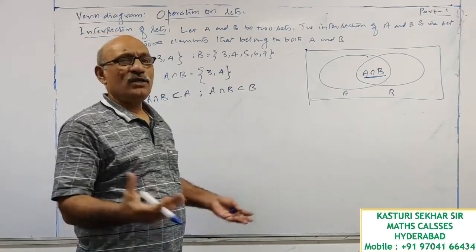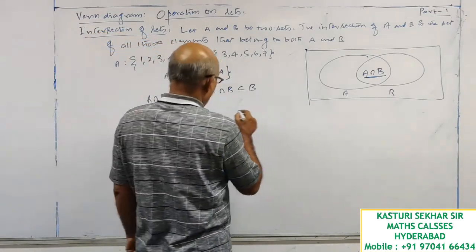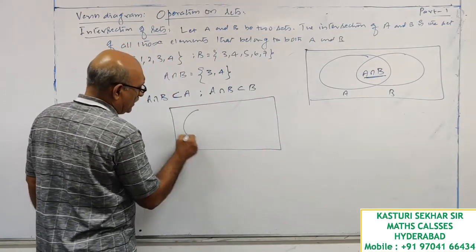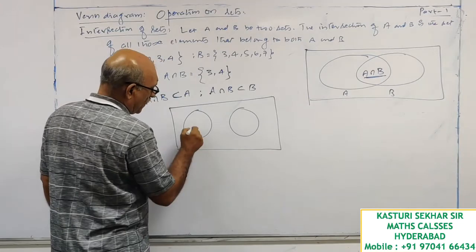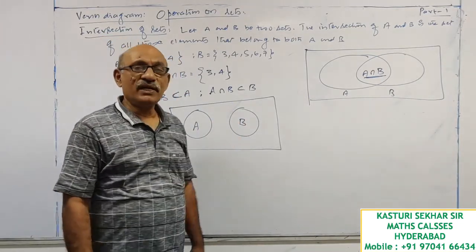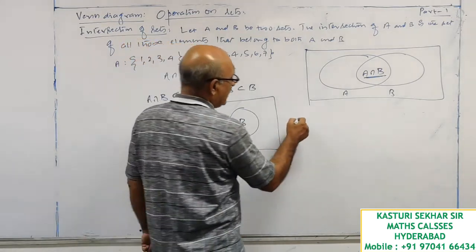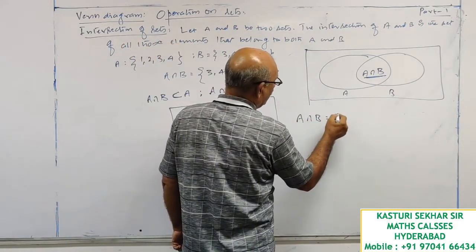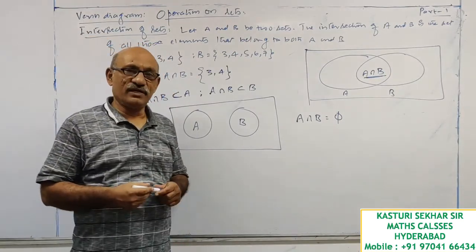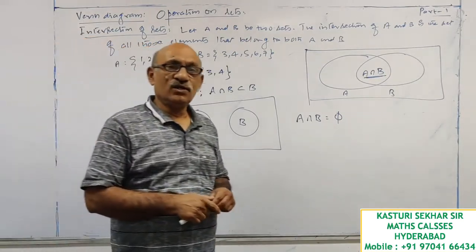When two sets are disjoint, there is no common element. This is set A and this is set B. There is no common element at all. Then A intersection B is equal to the empty set. That's all in this.